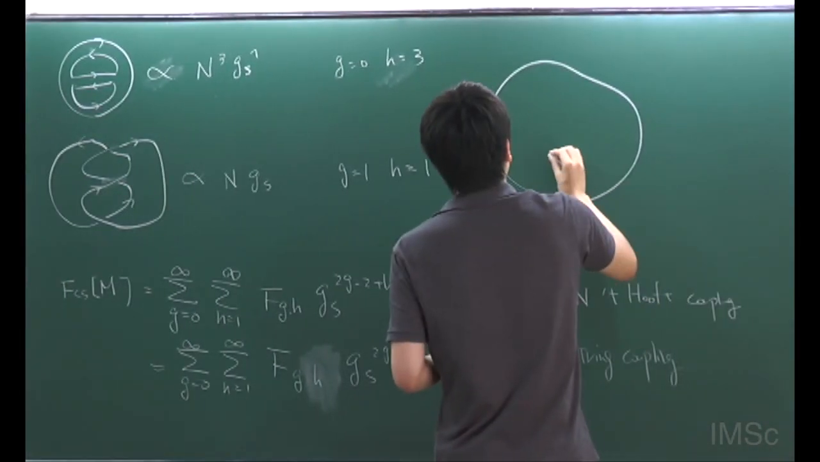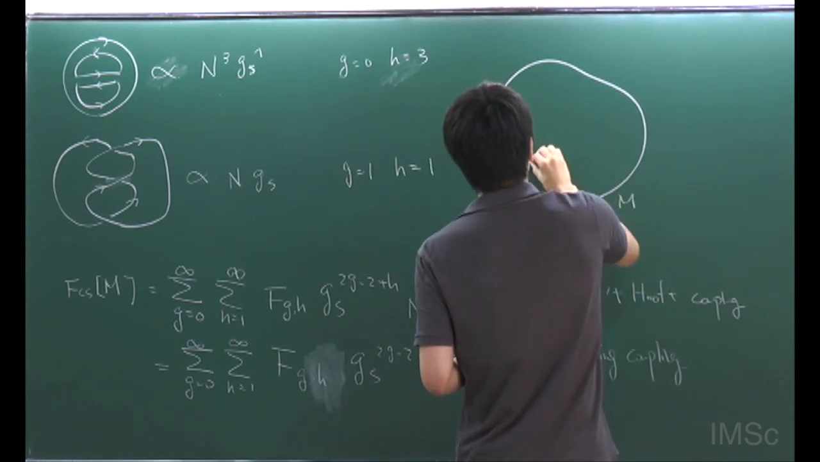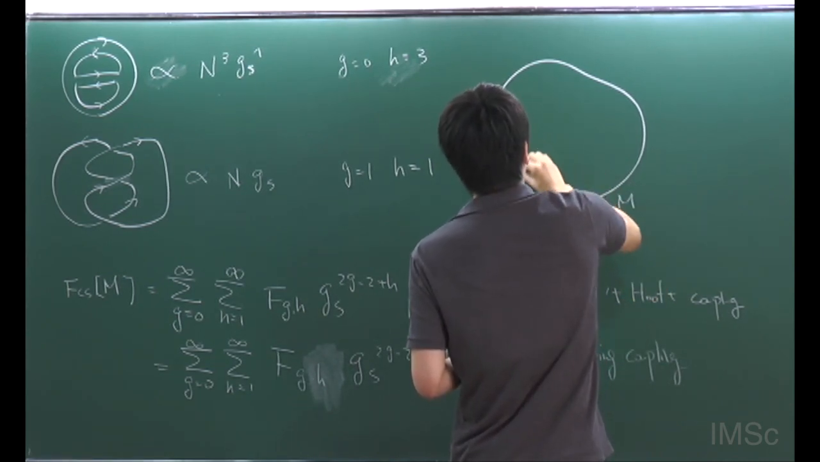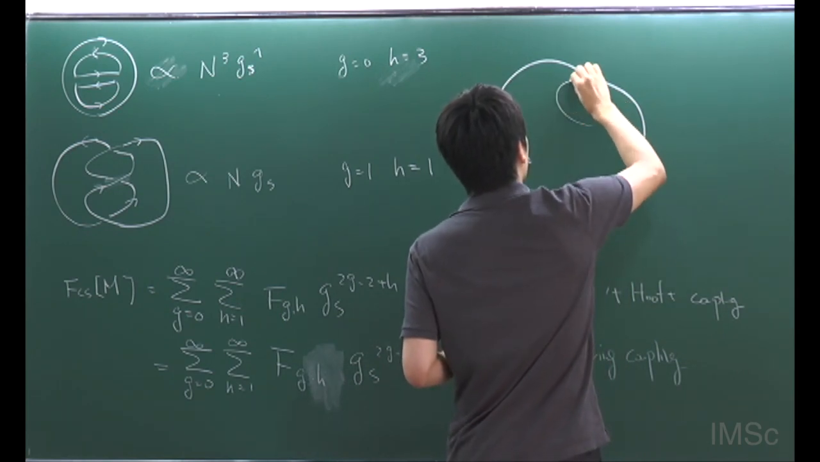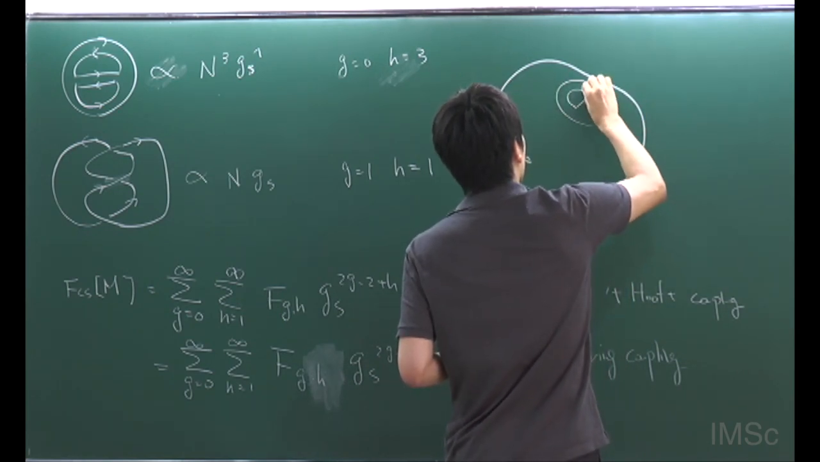So what we are considering is as follows. There is a manifold M, and there is some path graph you can consider on the M, actually. You can consider a path graph on the M.